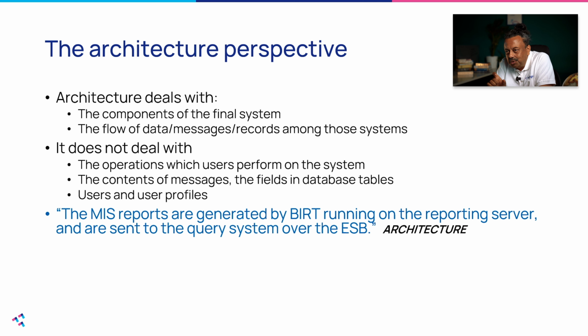So I will give you two sentences now to show you the two different perspectives. Look at this sentence. The MIS reports are being generated by BIRT. BIRT is a reporting engine. BIRT running on the reporting server and are sent to the query system over the enterprise service bus. So the sentence talks about certain types of reports being generated using a certain software component running on server X and being transferred from server X to server Y using a connectivity component, which is the ESB. Now, when you talk about these things in this way, this is architecture.